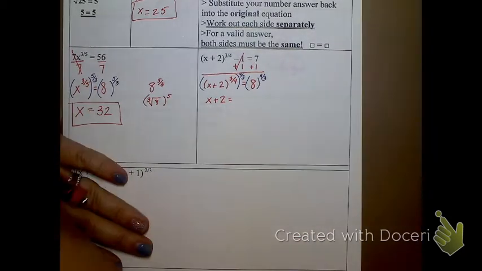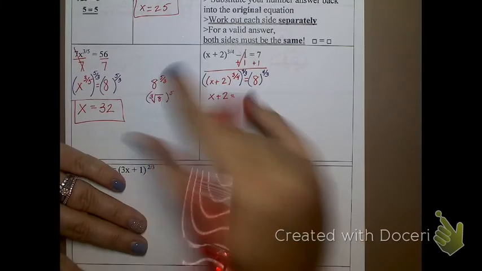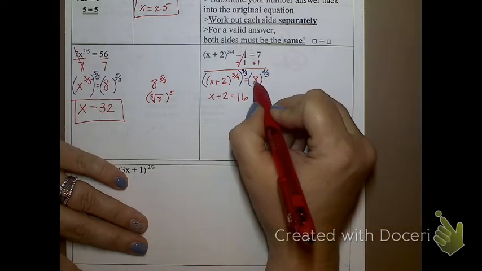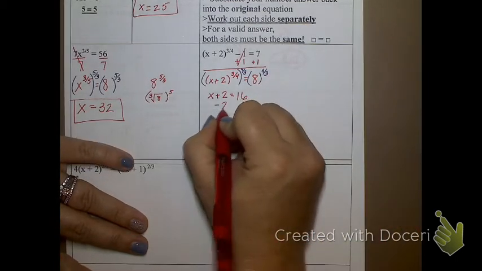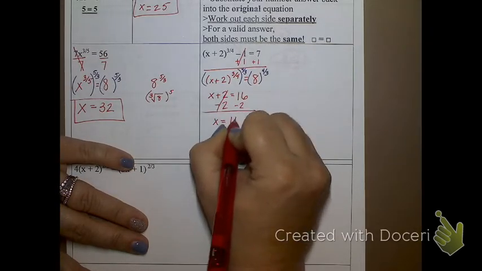And what's 8 to the 4/3? Well, we just did 8 to the 5/3, didn't we? So it's going to be 16? Because the cube root of 8 is 2, raised to the 4th power is 16. Now I'm going to subtract 2, and I get x equals 14.